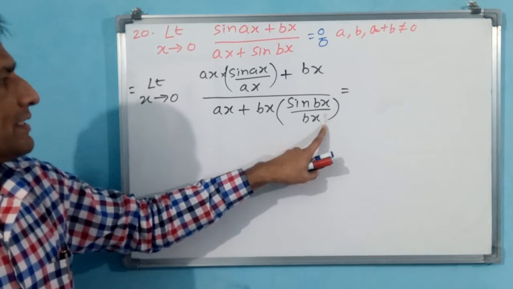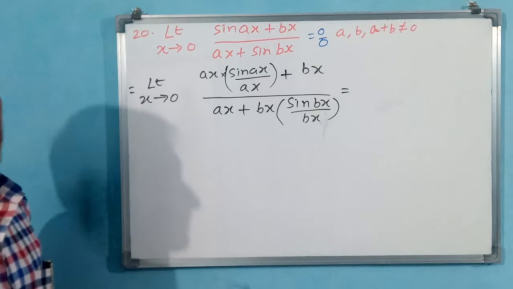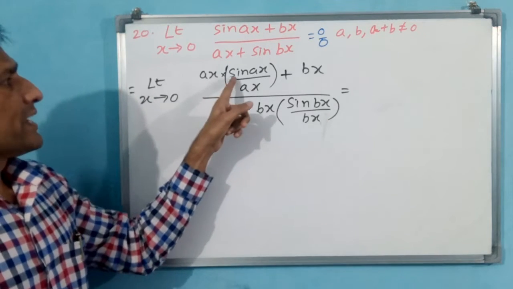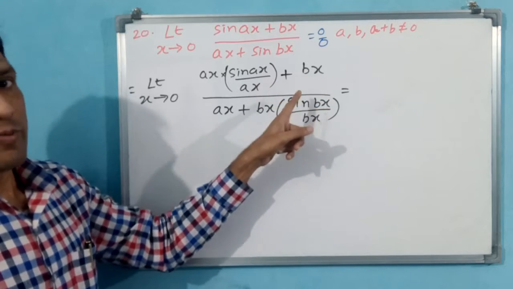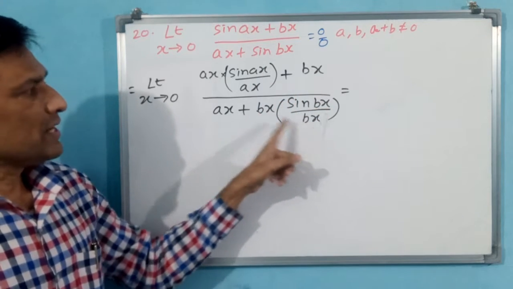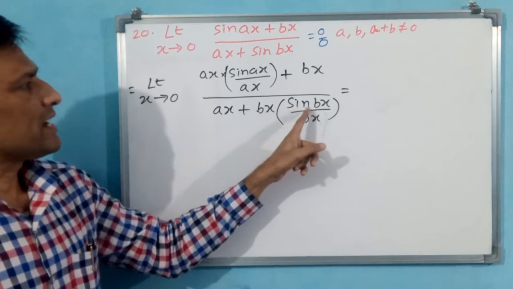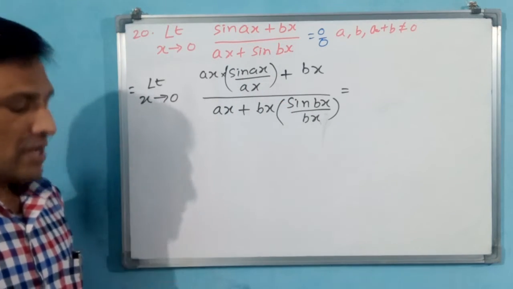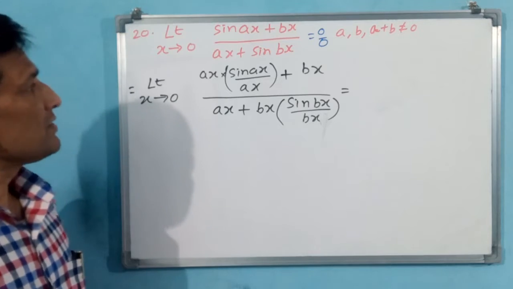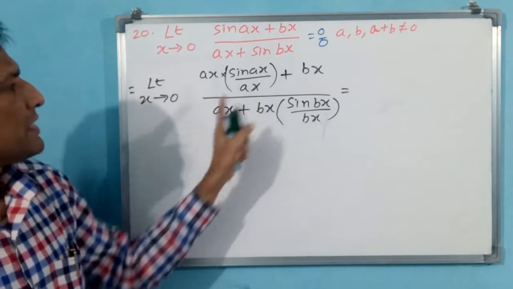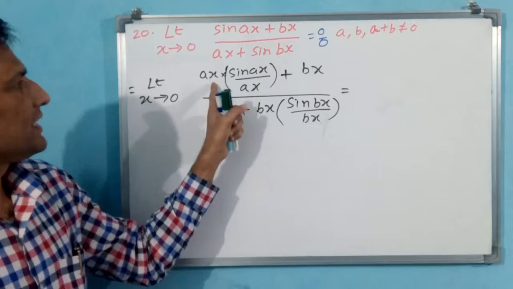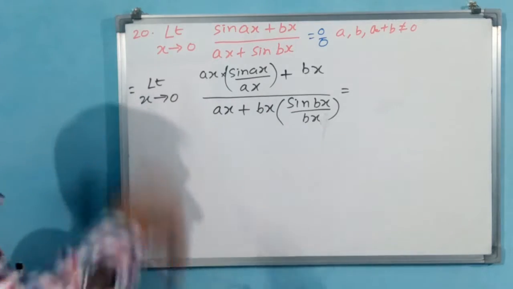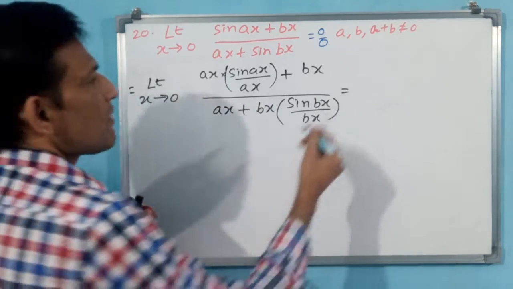First of all, you tell me, is it okay, whatever I have written? ax is going to get cancelled, sin ax plus bx is the numerator. bx is going to get cancelled, ax plus sin bx is the denominator. Now this is okay. But what is the advantage? The advantage is, both are in multiplication, so take x common and cancel each other out. See what I am doing.